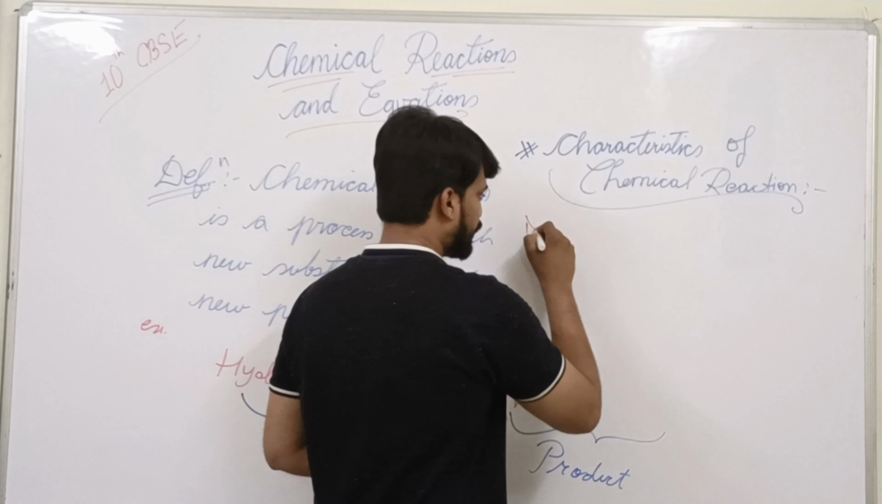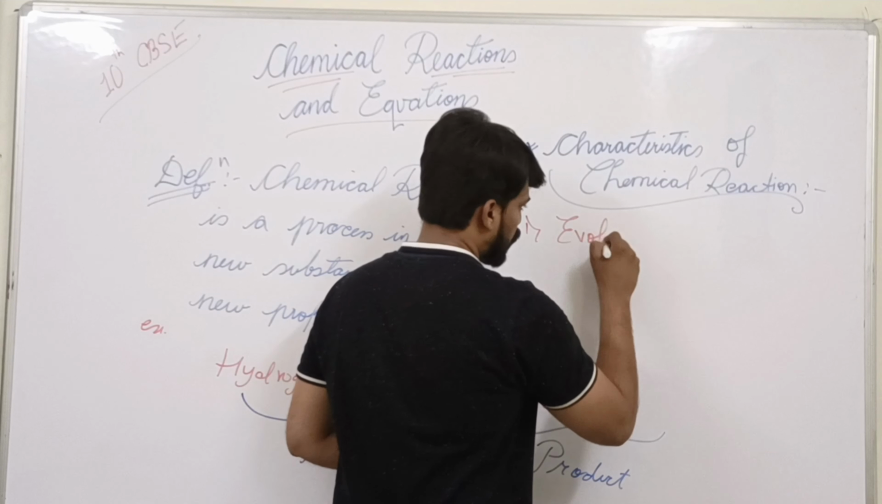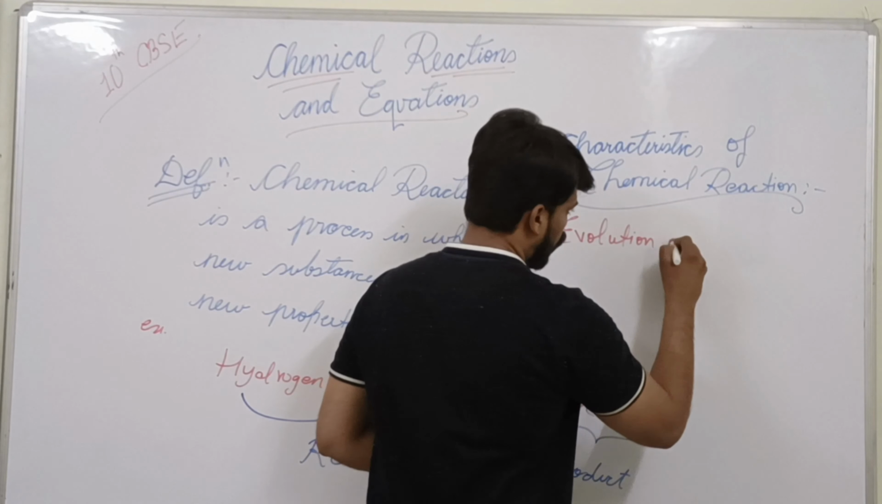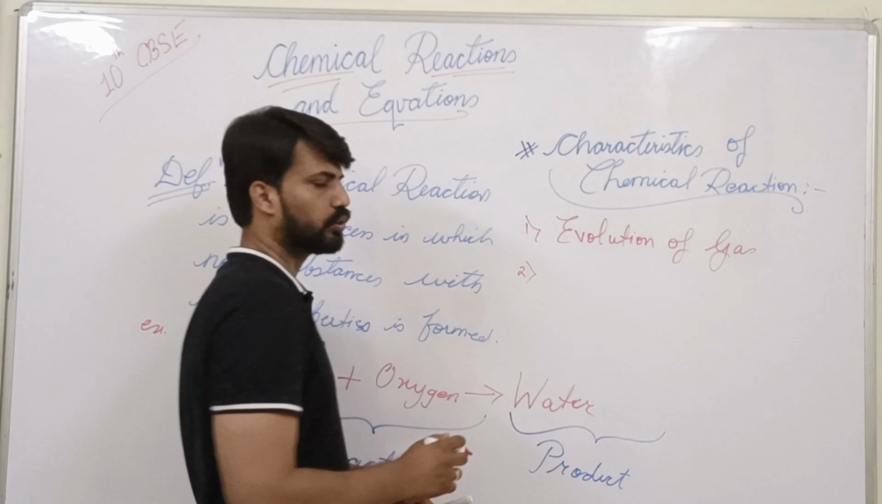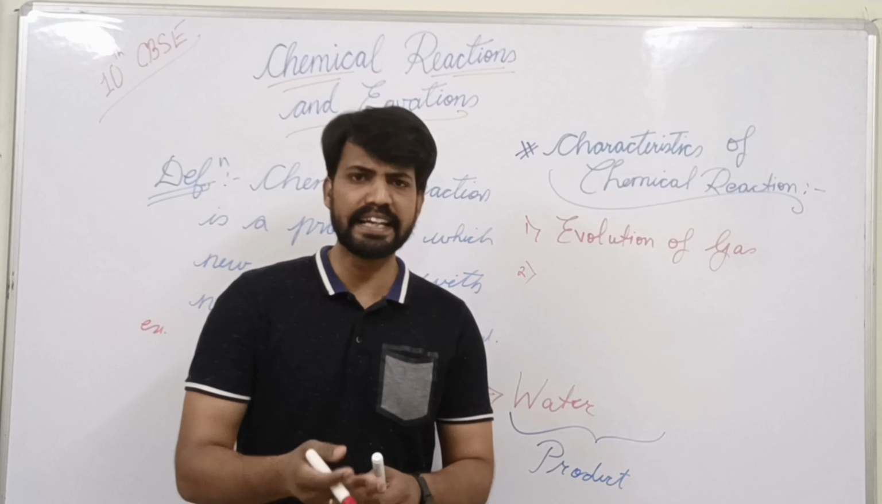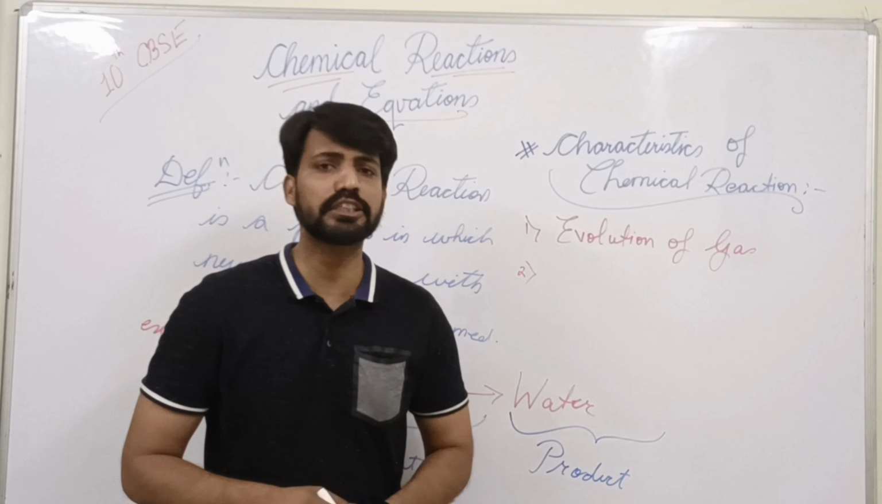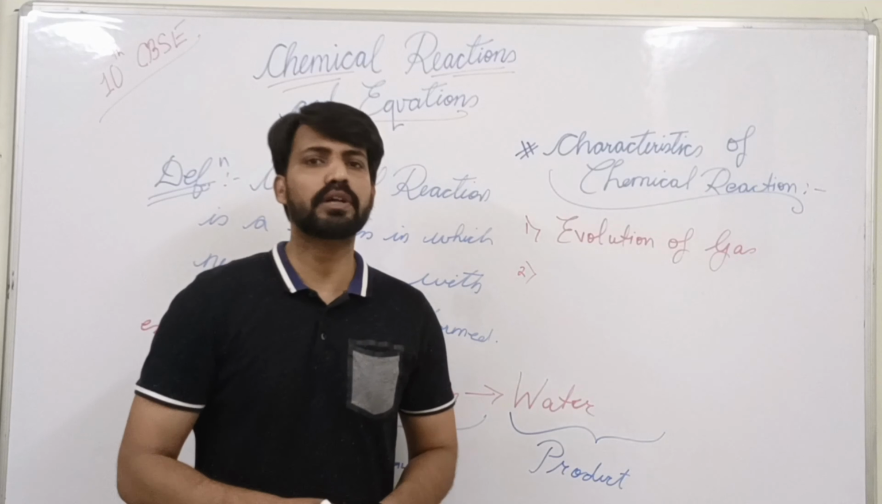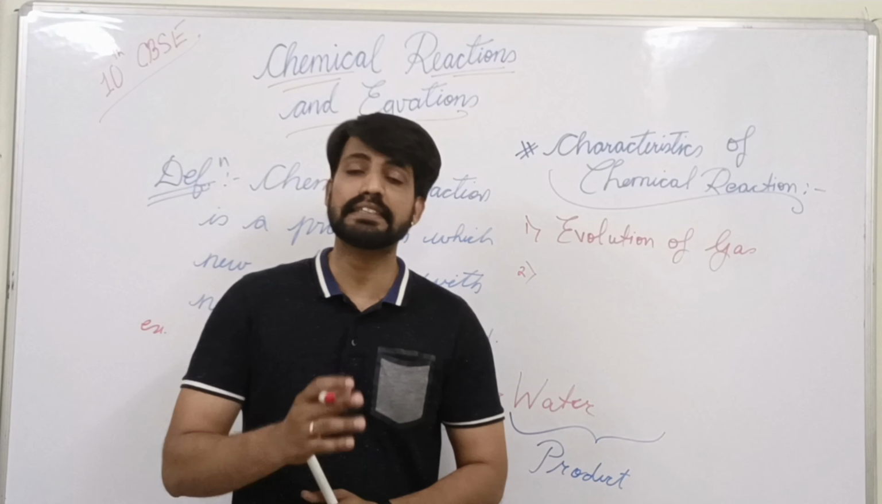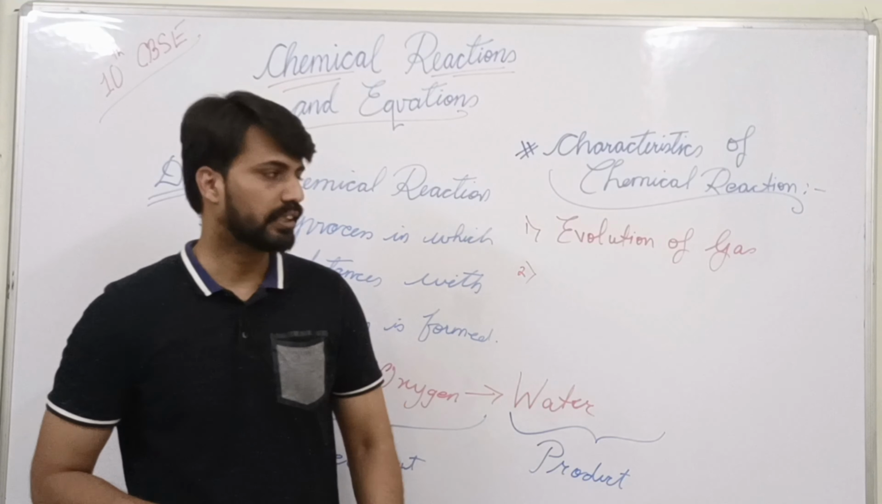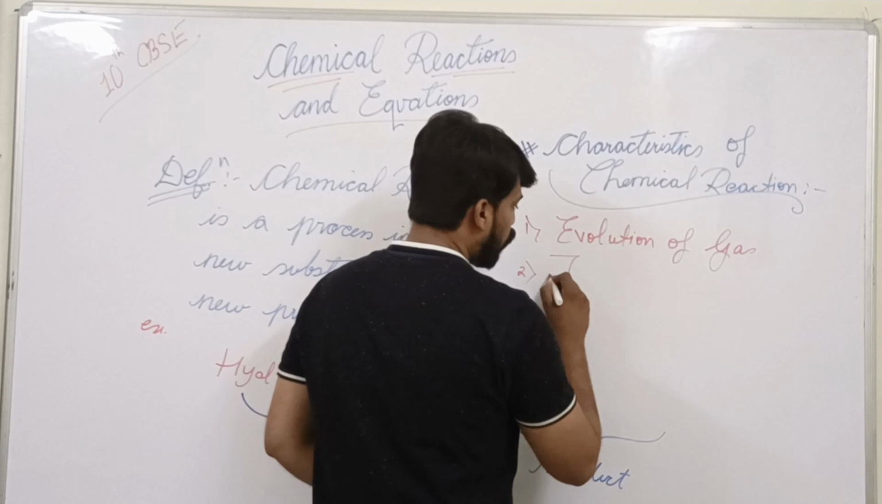First is evolution of gas. What is the first characteristic? That is evolution of gas. If substances are reacting, and after reacting a new product is formed, and in that new product a gas has been formed, then we can say that yes, a chemical reaction has been done.